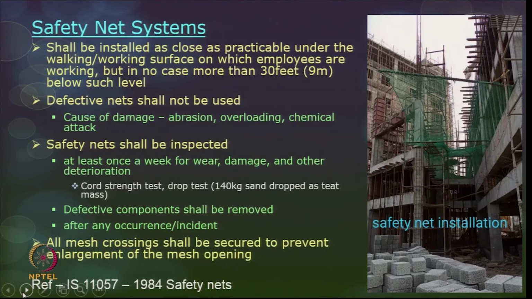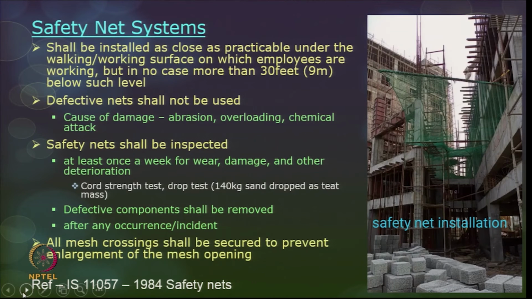Next we will talk about safety nets. Okay. So, when you talk about fall protection, safety nets are one of the ways to safeguard people from falls. So, what is a safety net? Safety nets are primarily to catch workers or people when they fall down. They should be installed as close as practicable under the walking or working surface from where employees are expected to fall.